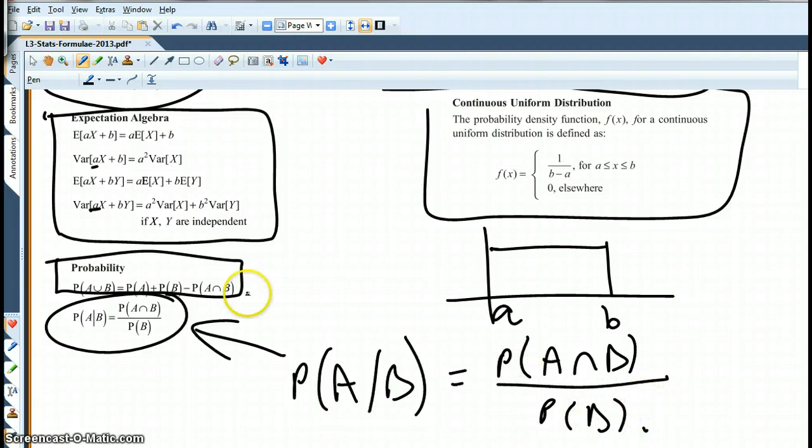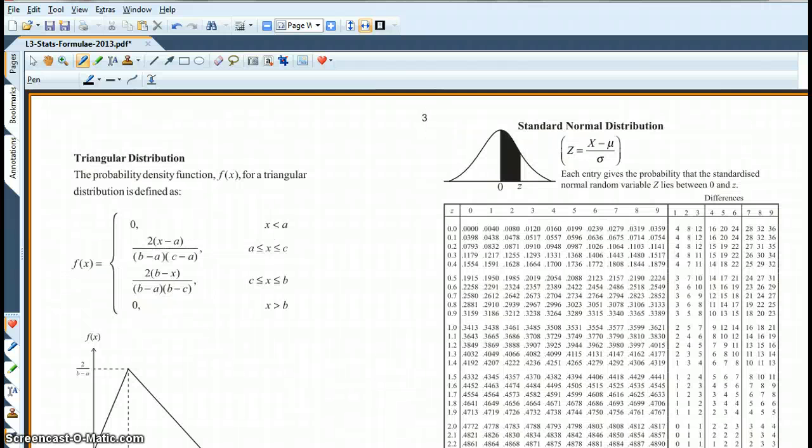We did it in the context of normal distribution. So with the intersection, you had to find sort of the area where A and B are both true. Okay, and let's move on.